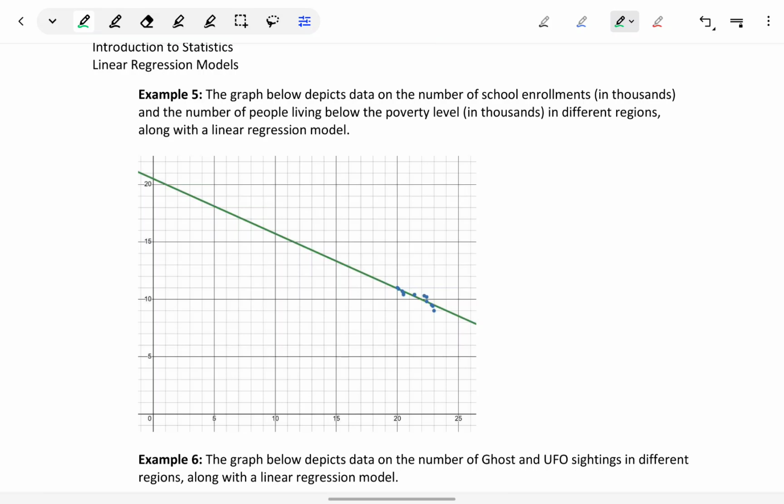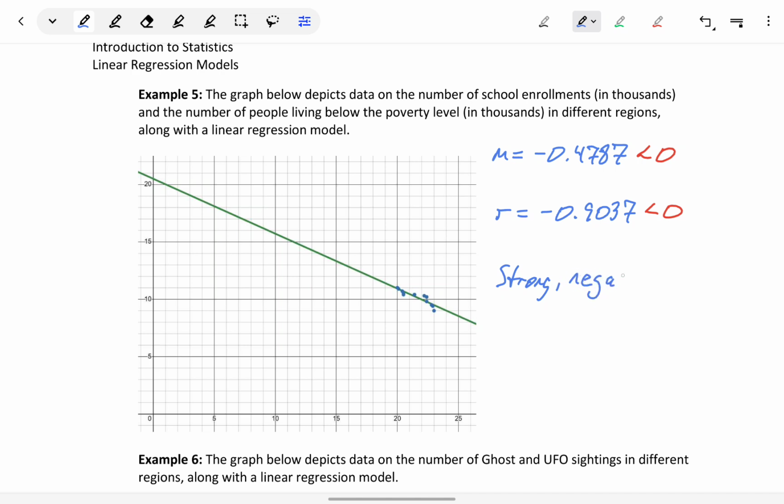In example 5, we were looking at the number of school enrollments versus the number of people living below the poverty level, and our slope in this case was -0.04787. That value is less than 0, and our value for r in this case would be -0.9037, which is also less than 0, but also a value that's very close to -1. So we would classify these two data sets as having a strong negative association.